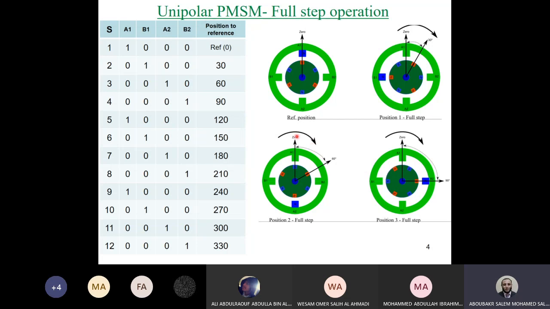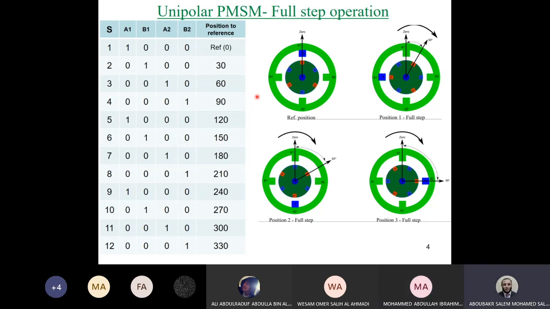So for this kind of operation, which is called full step operation, the motor is moving by 30 degrees, and the relation of the step angle can be applied to this configuration. You remember the step angle relation we described last class, which is 360 multiplied by (ns minus nr) divided by (ns times nr). So this is the full step operation.